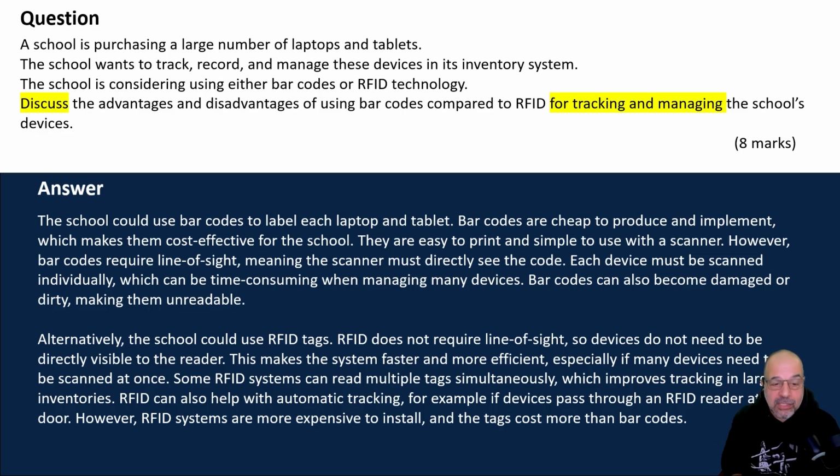However, RFID systems are more expensive to install and the tags cost more than barcodes. These are little stickers or whatever device it is. It's got an antenna, it's got a little microchip. It's going to cost more than just printing a barcode on a piece of paper. So this question covers a lot about how RFID can be used in a system like this, and at the same time, we're also comparing and contrasting to barcodes as well. So a great question with a great answer there for you.